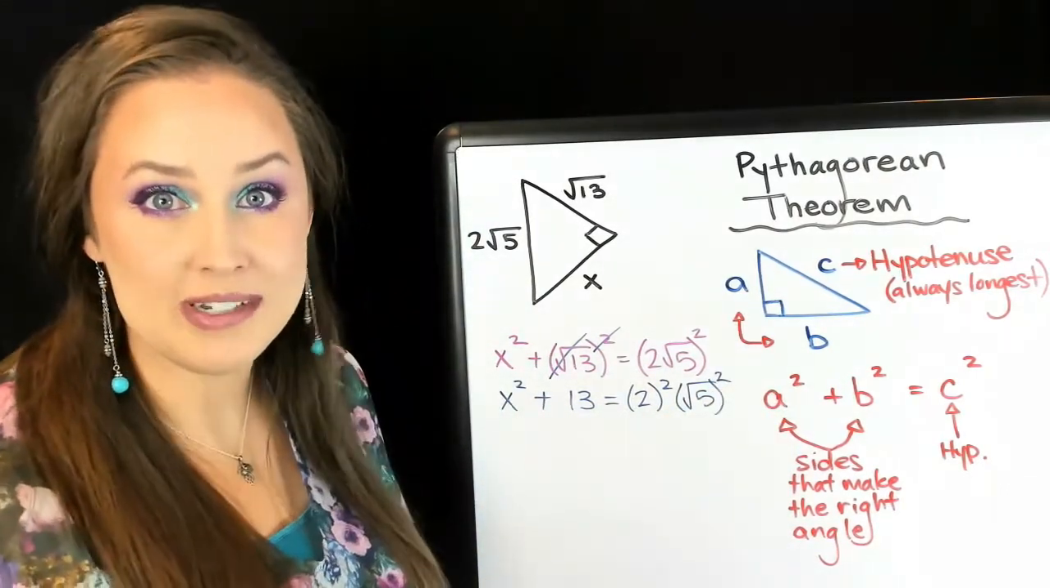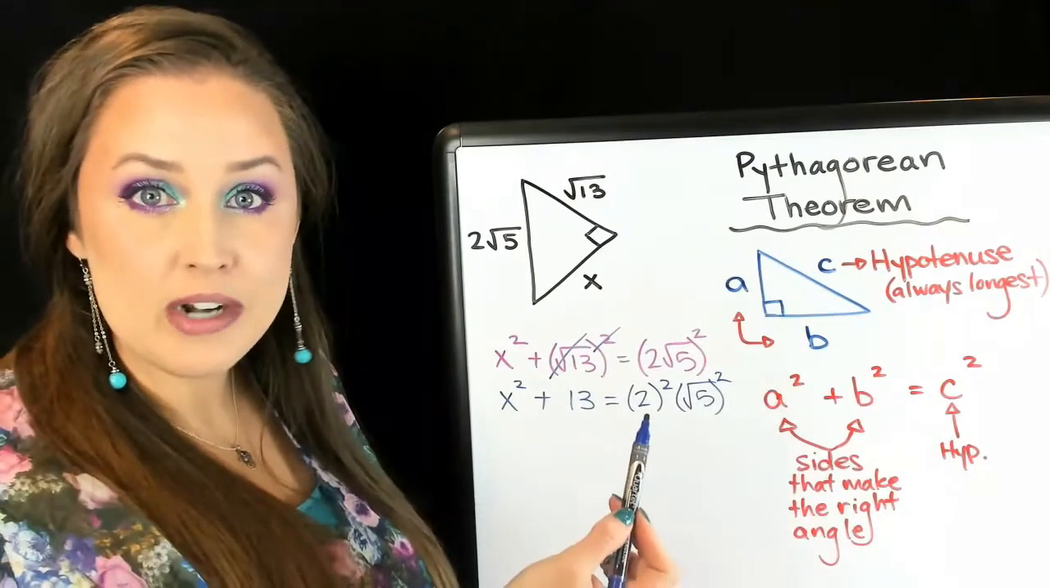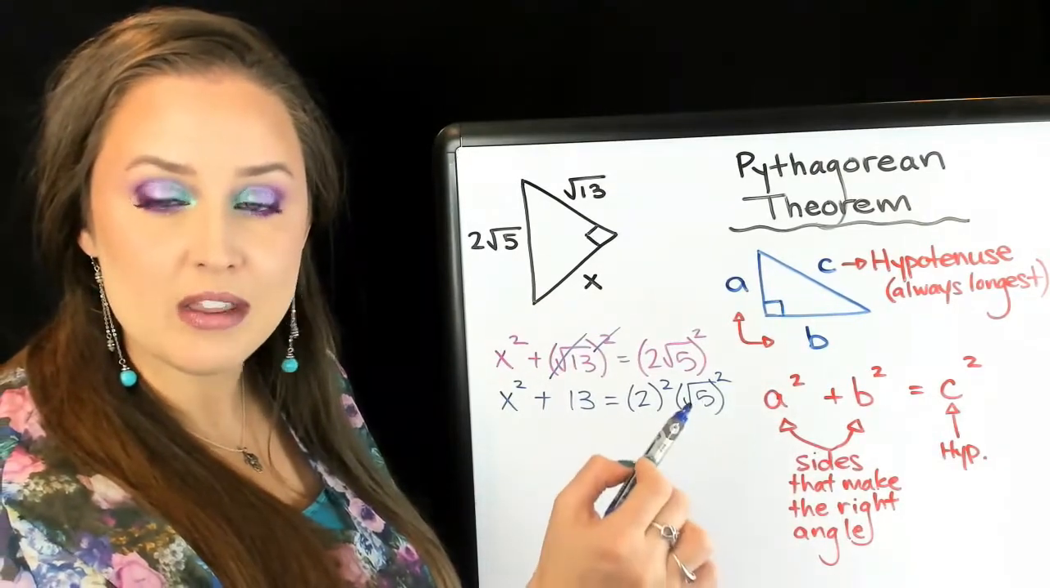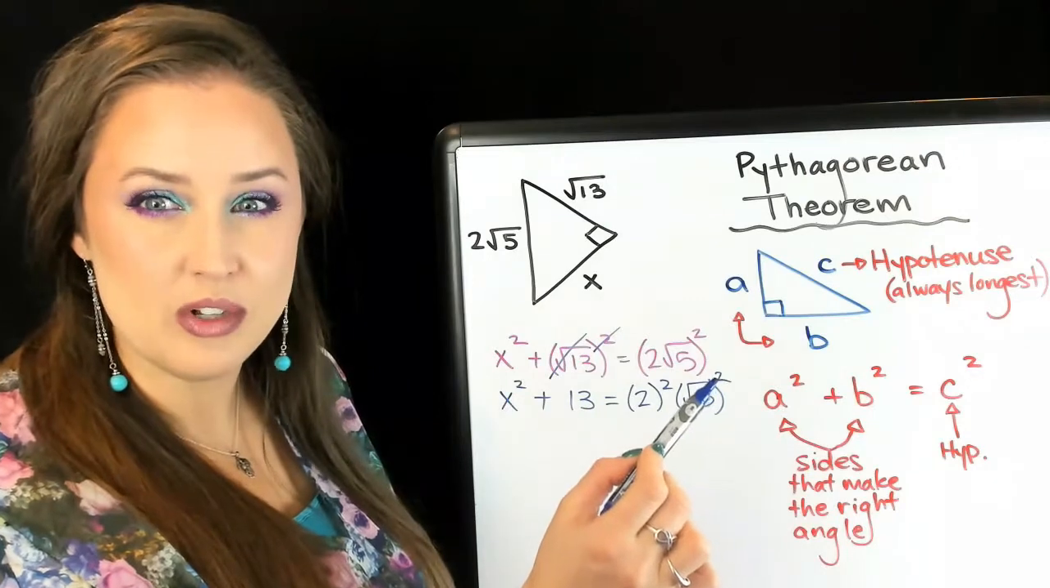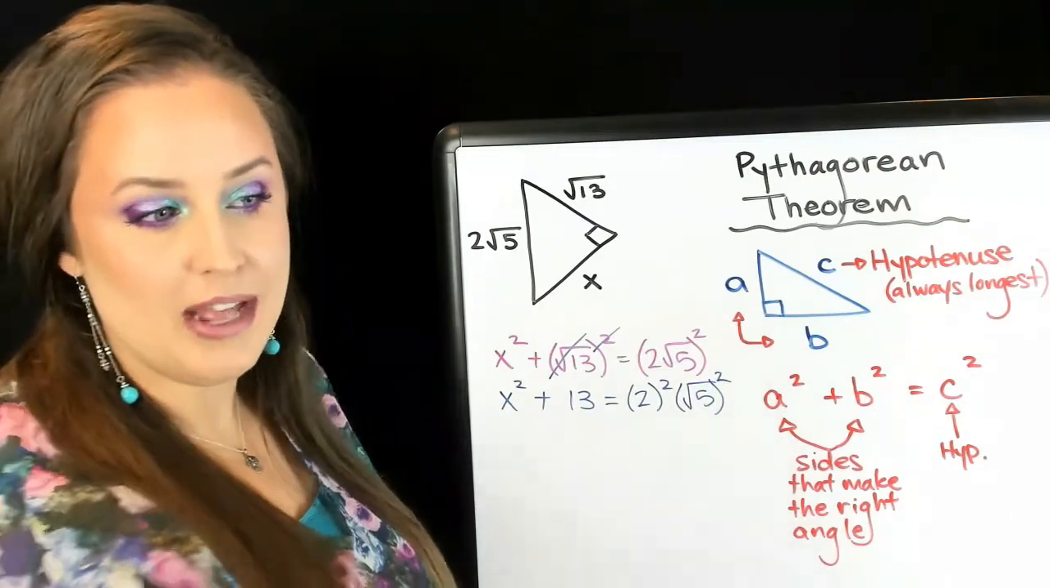So you can see each one is being squared. That means 2 squared is going to be 4, and root 5 squared, that's where your root and your squared will cancel. So let me simplify this and you'll see where I'm headed.